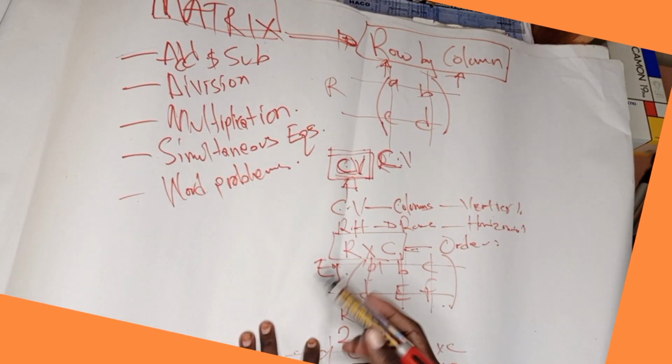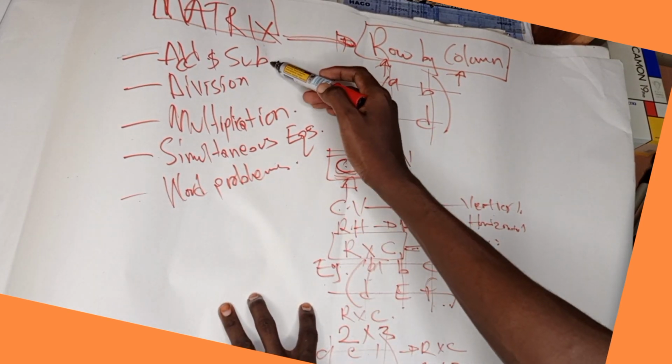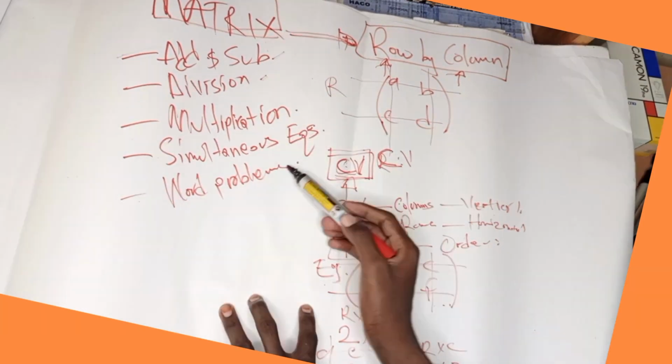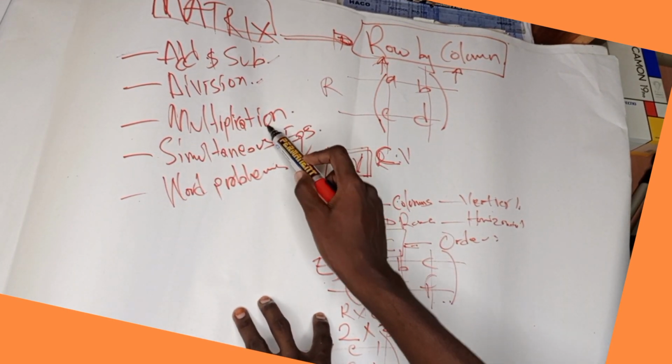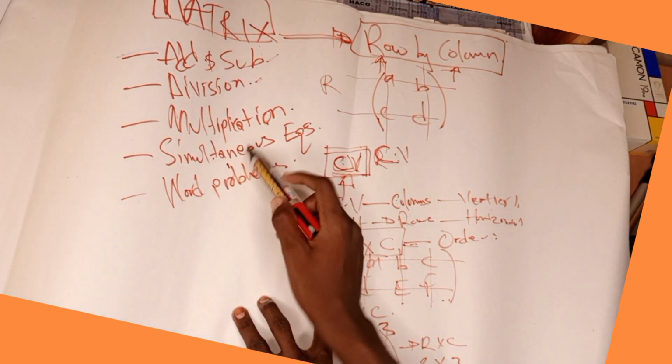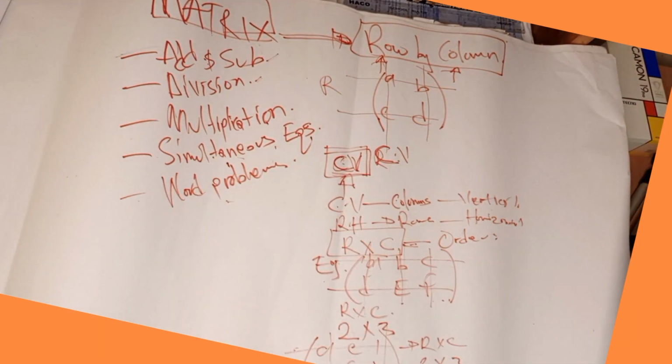Therefore, in the next class, in the next part, we need to learn about addition of matrix. We need to learn about addition and subtraction of matrix, division of matrix, multiplication of matrix, how to solve matrix using simultaneous equations, and word problems of matrix. Then we would be able to answer each and every question that matrix represents.